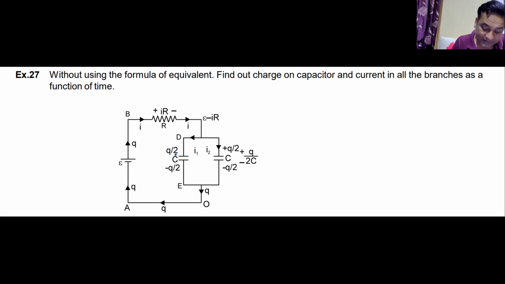I will call this capacitor C1 and this capacitor C2. I will call this current I1, this current I2, and this current I. You have to find out the value of I1 and I2 and the charge on both the capacitors as a function of time. Can you do that for me? Yes, I will try. Time is on your side. I'll give you 2 minutes. Try it.